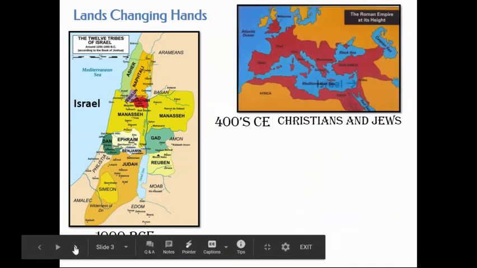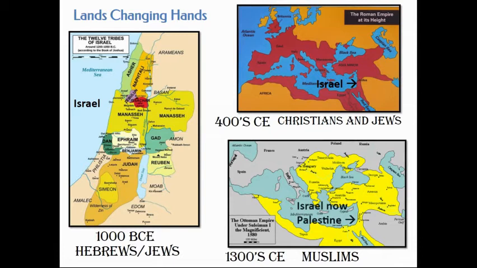So, if we go back in history, you'll see on the left-hand side the historic land of Israel, and upper right shows you its location at the time of Rome, and on the lower right shows you again Palestine or Israel's location, and the Islamic civilization that has grown around it.